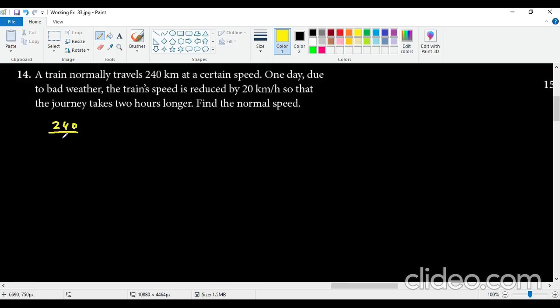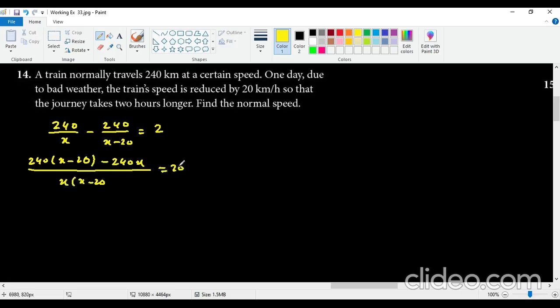So in here, according to the condition, this is the speed, and when it comes to making an equation, it becomes something like this: x minus 20, speed becomes 20 less, it takes 2 hours. Now in here, doing the cross multiplication once again, 240 multiplied by x, minus 240 multiplied by x minus 20, and x times x minus 20 equals 2. This gives us 240x, and 240 multiplied by 20 is going to give us 4800 minus 240x.